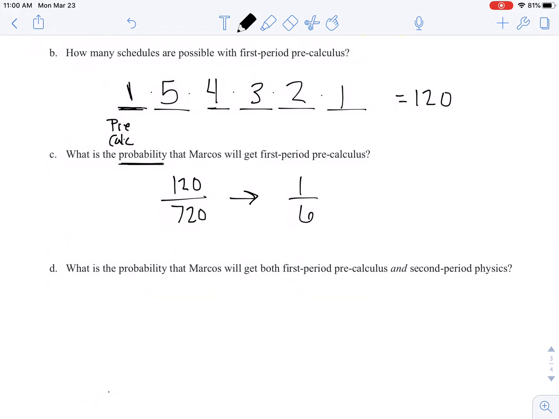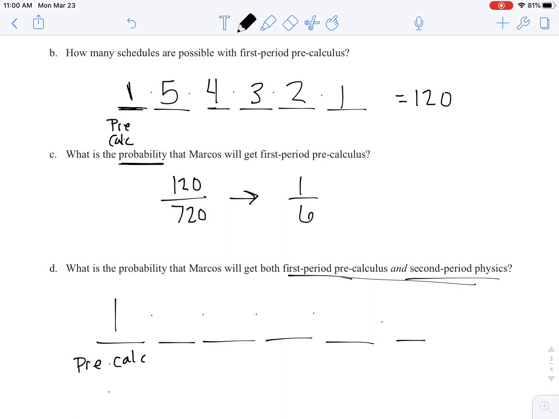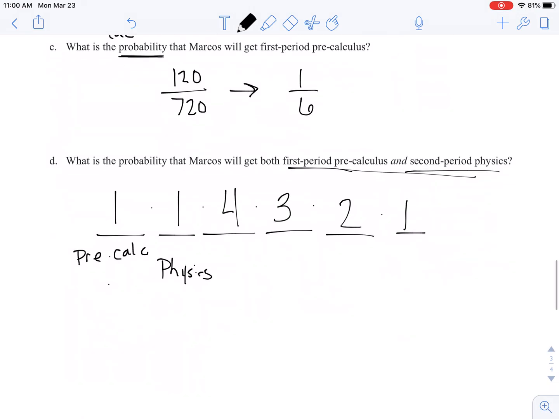Part D is a little bit different. It says, what is the probability that Marcos will get both first period pre-calculus and second period physics? So again, I'm going to figure out how many of those schedules have this combination, and then we'll divide it by that 720. Okay, so I want pre-calc first, and then one choice because I want physics second. Then I have 4 choices for my third block, then 3, 2, 1. So that gives me 4 times 3 times 2 times 1, 24 different schedules that meet this criteria.